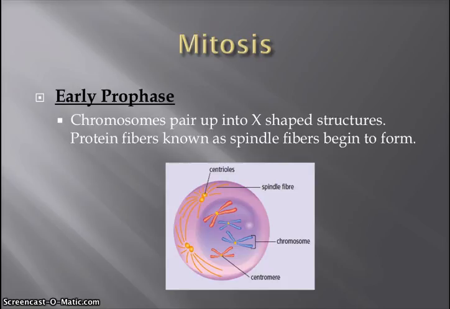There are several stages to mitosis, and they're all clearly outlined in your textbook on page 142 and 143 if you'd like to follow along. The first stage of mitosis is early prophase. During this stage, the chromosomes, which remember are the X-shaped structures, will pair up into their X-shaped structure, and protein fibers, known as spindle fibers, will begin to form.